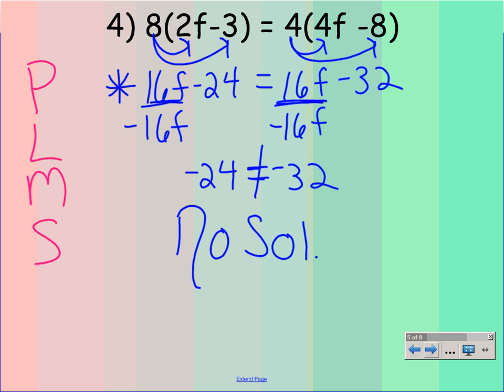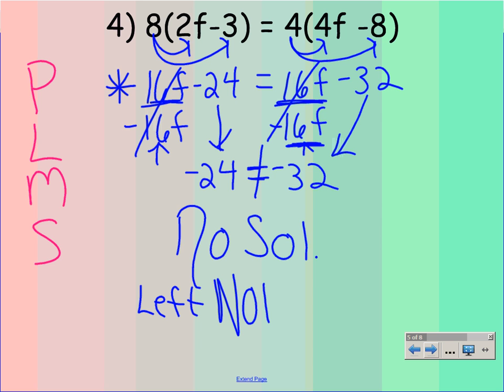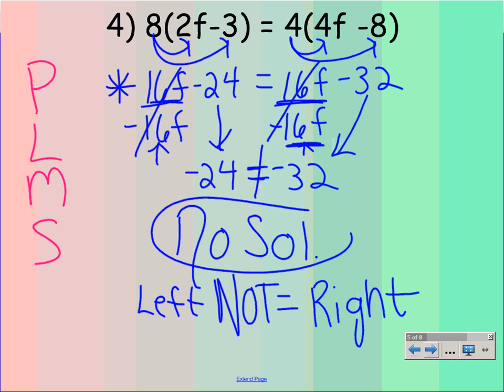So the rule is then to subtract 16f on the right. Whatever you did on the right, then you went over here and did on the left. And look what happens. My 16s cancel, and I end up with negative 24 is equal to negative 32. Well, we know that that simply isn't true. When the left is not equal to the right, we call that no solution.